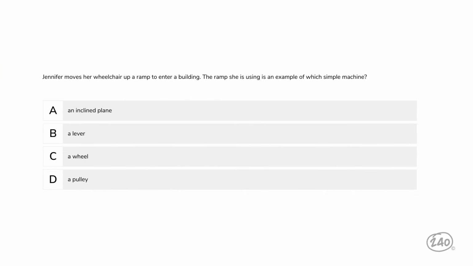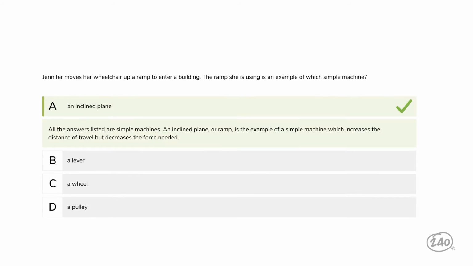Starting with physical science, specifically simple machines. Jennifer moves her wheelchair up a ramp to enter a building. The ramp she is using is an example of which simple machine? While all the answers listed are simple machines, an inclined plane, or ramp, is the example of a simple machine which increases the distance of travel, but decreases the force needed.